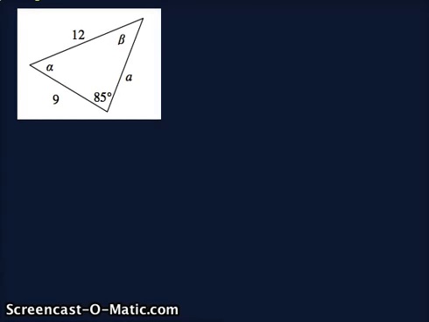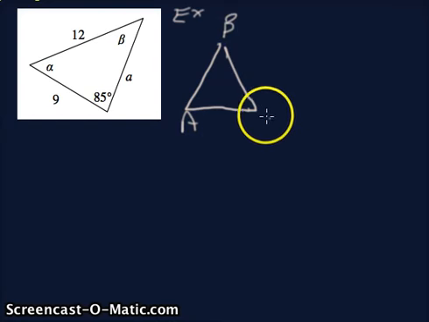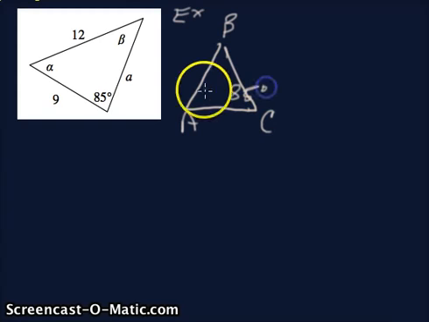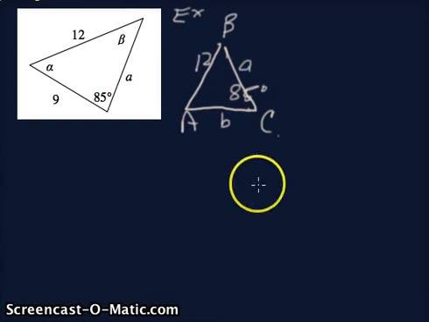Okay, folks, this is example 3. What we're trying to do here with this example is solve the triangle. Let's redraw it. This is A, this is B, this is C. We're going to call this 85. We're going to call this little b. We're going to call this 12, and we're going to call this a.